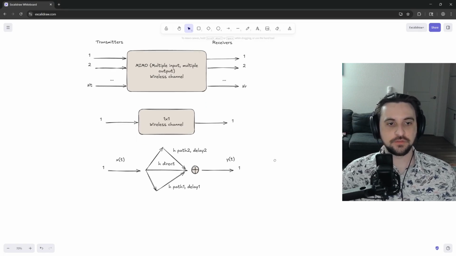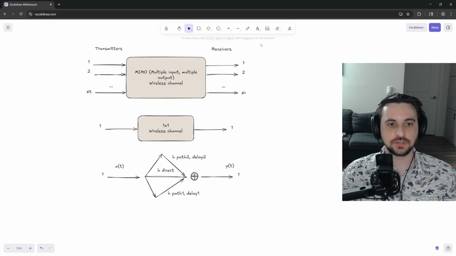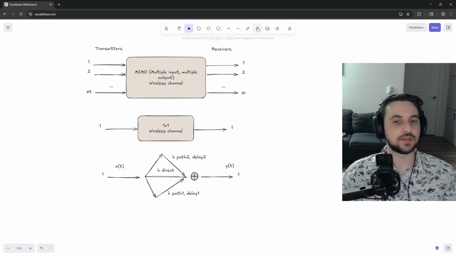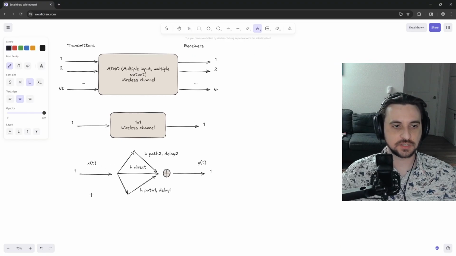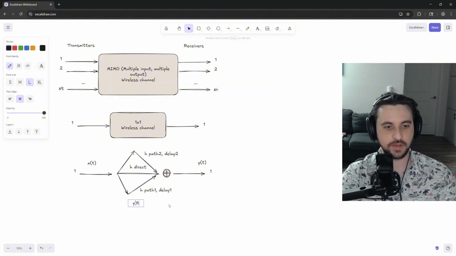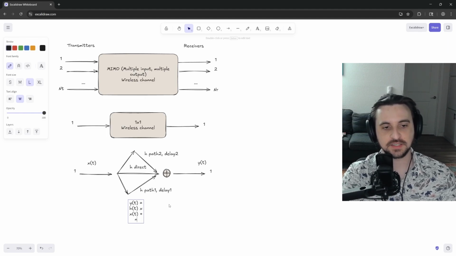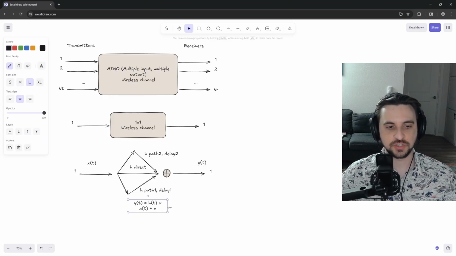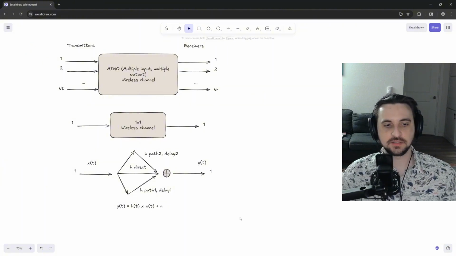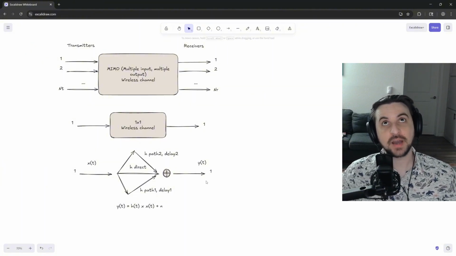So then we have the basic channel equation for a 1 times 1 channel, which looks something like: y(t) is h(t) times x(t) plus noise. There's also Gaussian noise, which is very, very important, right? This is because there's always, for speaking, background noise.